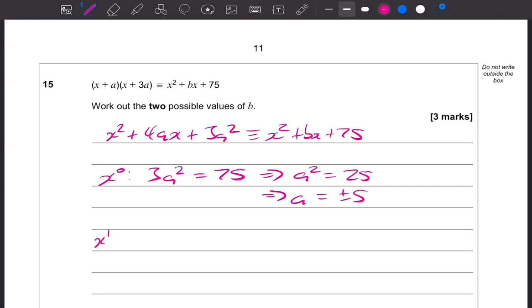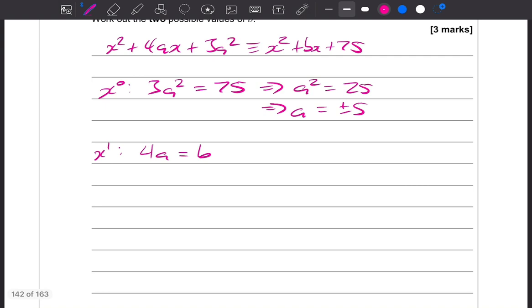Looking at powers of x to the power of 1, we've got 4a on the left is equal to b. So b is going to be 4 times our answers from a. So b is either 20 or minus 20.